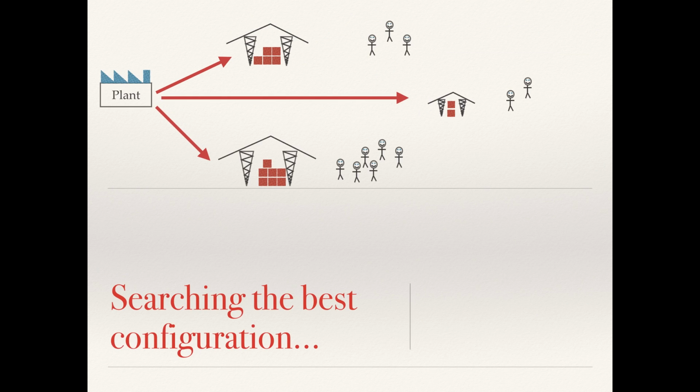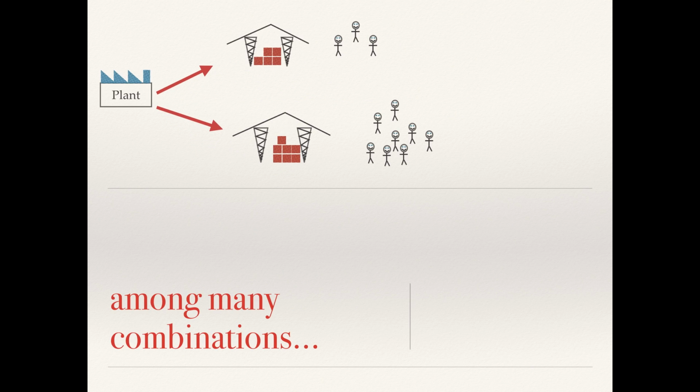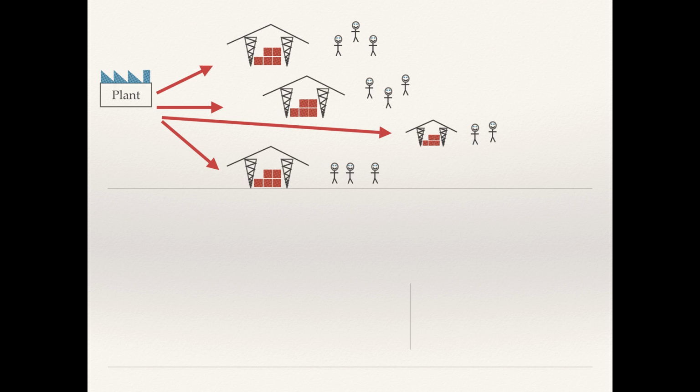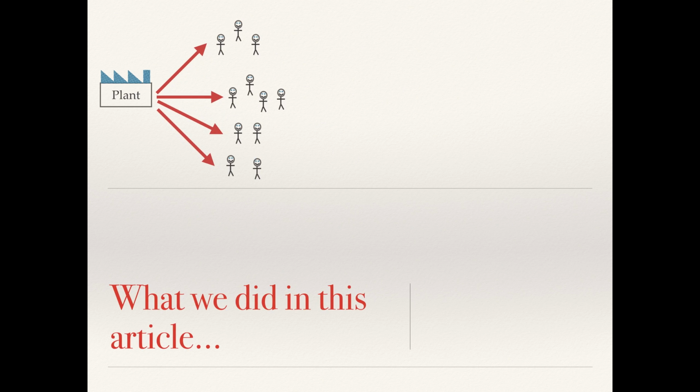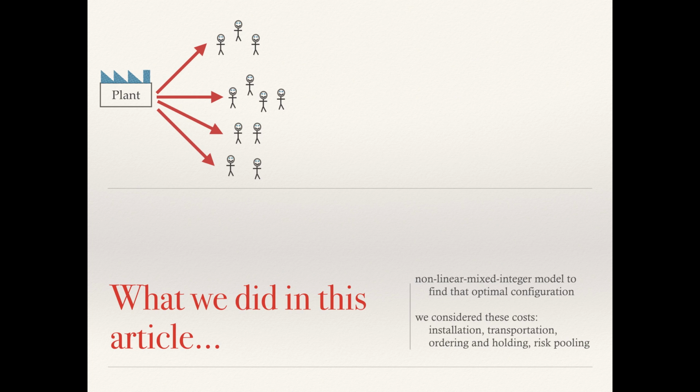So we may search for many configurations and among those try to find the one that on one side minimizes the inventory cost but at the same time keeps a level of service that you consider appropriate for your distribution center. There are many combinations, so it's a very difficult problem to solve. And so what we did in this article is to find a way to do this. That was done through a nonlinear mixed integer model that finds a near optimal solution. The costs that were considered in this model were installation for the facilities, transportation, ordering and holding costs, as well as the risk pooling effect. That was the effect that the lower the number of distribution centers you have, the lower the inventory cost.